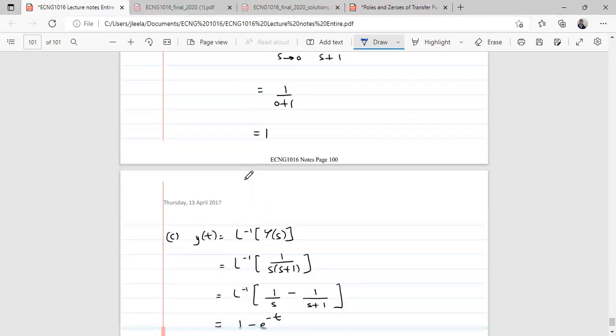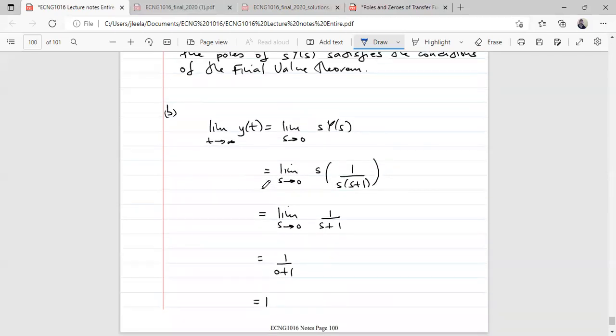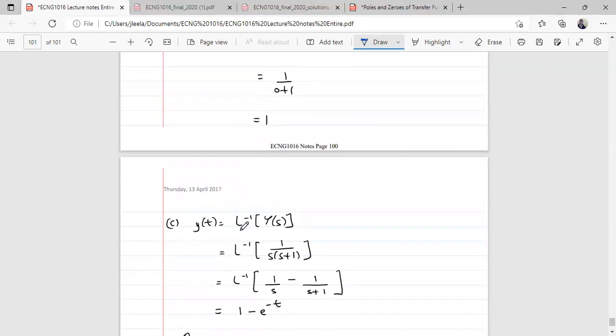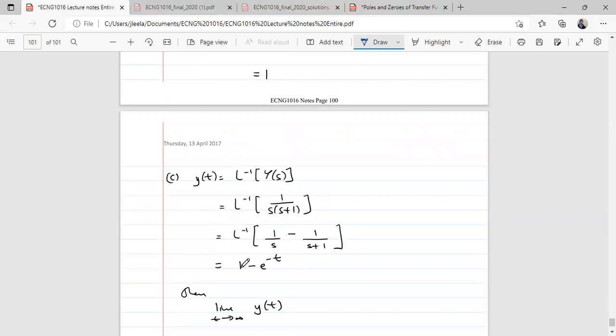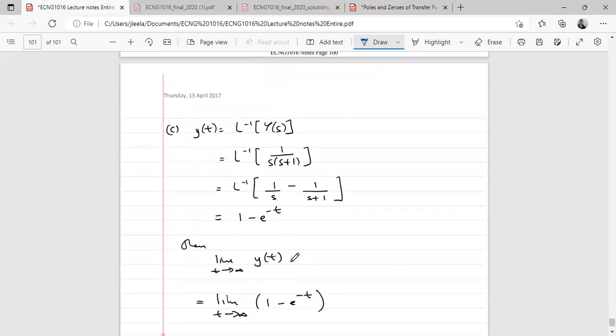So the limit of y(t) is 1. Right, so let me compare that now. Let me find the inverse transform of Y(s). If we use partial fractions here, we realize that this is 1 over s minus 1 over s plus 1. And the inverse of 1 over s is 1. The inverse of 1 over s plus 1 is e to the minus t. So you'll get 1 minus e to the minus t.